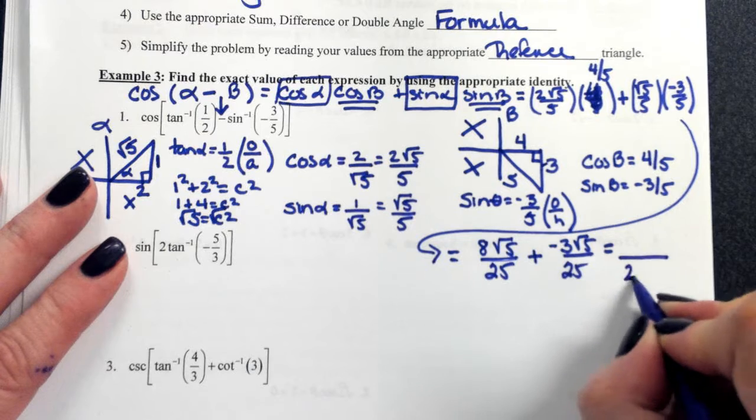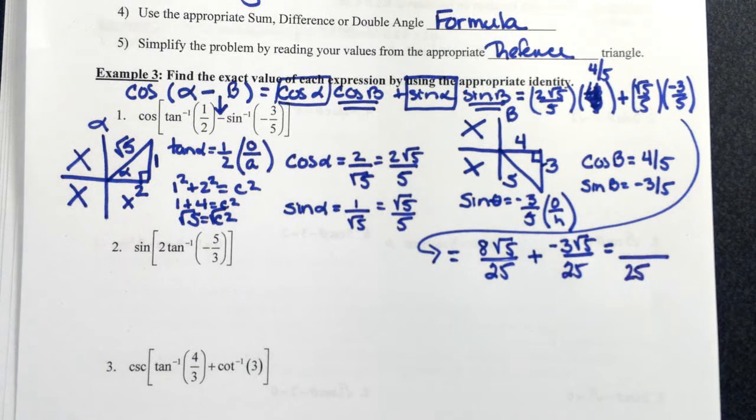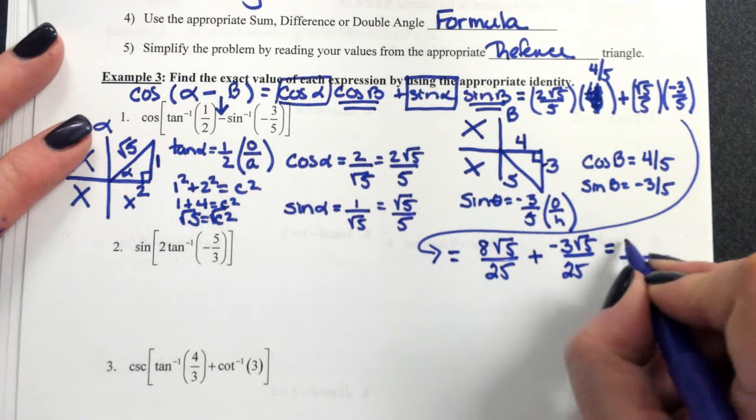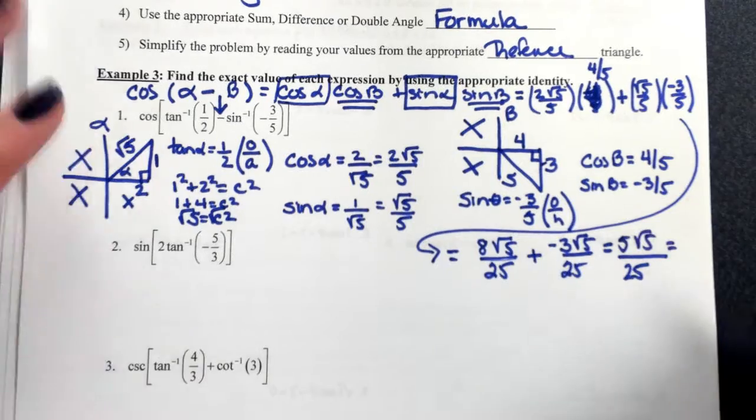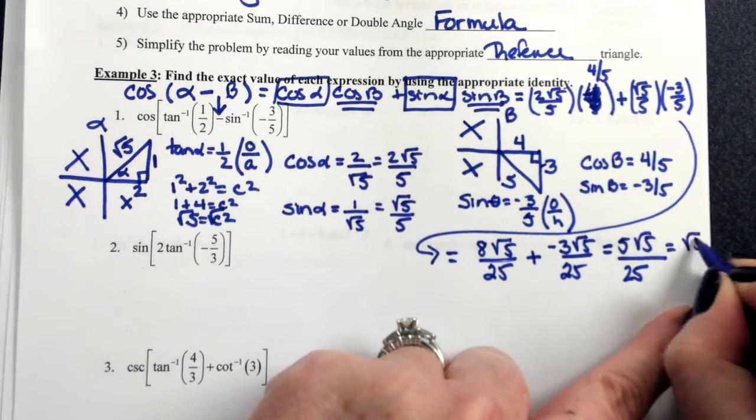So I luckily already have the common denominator. Can I combine and add those 2 radicals together? Yes, as long as the number underneath the radicals are the same, you can add them or subtract them. You add and subtract the coefficients. So 8 plus negative 3 is going to give me 5 square root 5. And I can divide a 5 out, so it's square root of 5 over 5.